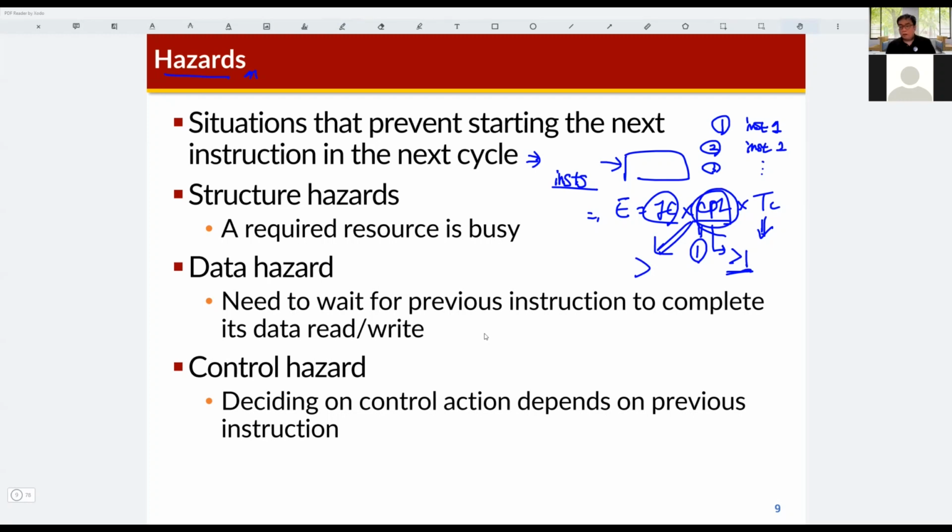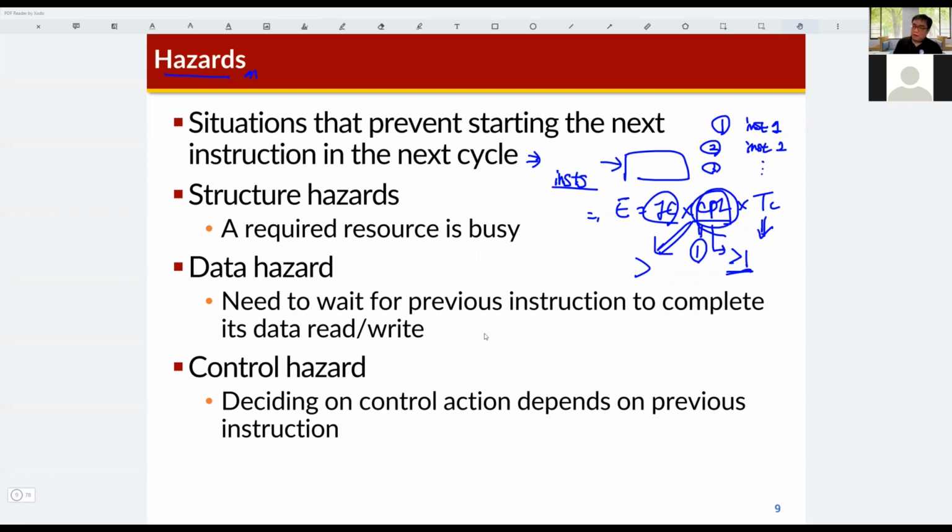So that's why we need to know about the reasons of hazard in the processor design. And then also we need to reduce the number of hazards that happen in the processors. Okay.